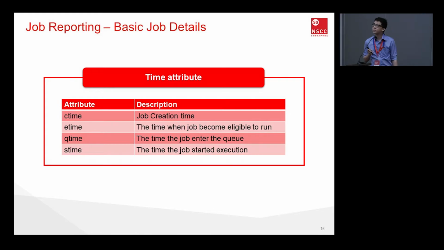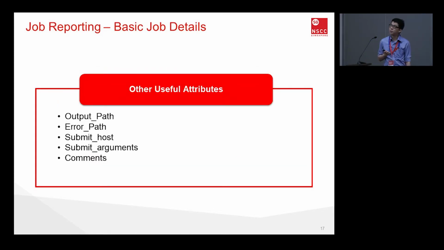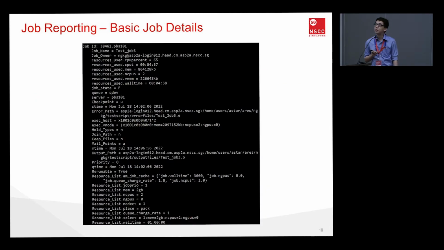Okay, next. These are other useful attributes. Mainly, the output and error path are the locations of your output file and your error file. The submit host describes where you submitted your job from. Basically, it shows which login node you submitted from. If you submit using arguments instead of using the PBS script, it will show here all the arguments that have been used, and also some comments from the system itself, whether your job ran successfully or failed.